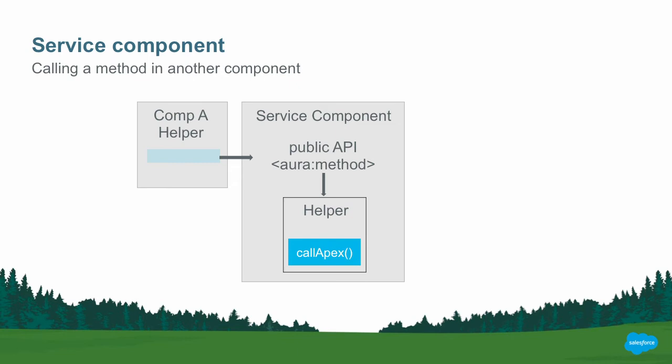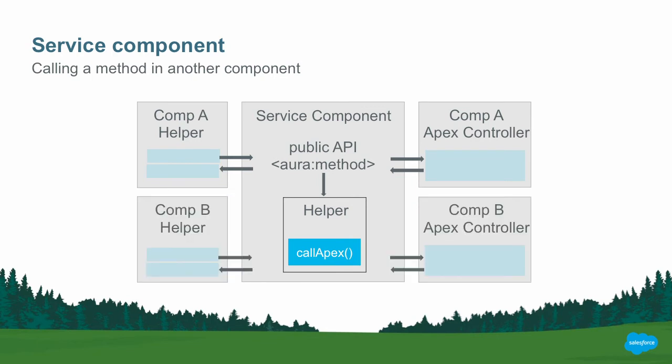I have public attributes, obviously. I have events that I can register, and I can use methods. When I define an Aura method, it's part of the public API, and my component A is not directly calling the helper method. I have to call this Aura method declaration, and then I can process this call to my call Apex method and get the data back. So this is the flow: component A calls the Aura method, which calls the helper, which calls the controller, the callback comes back to the helper, which calls the callback function in the component.